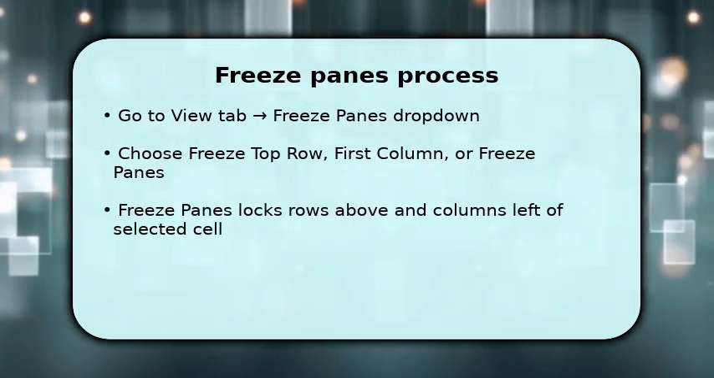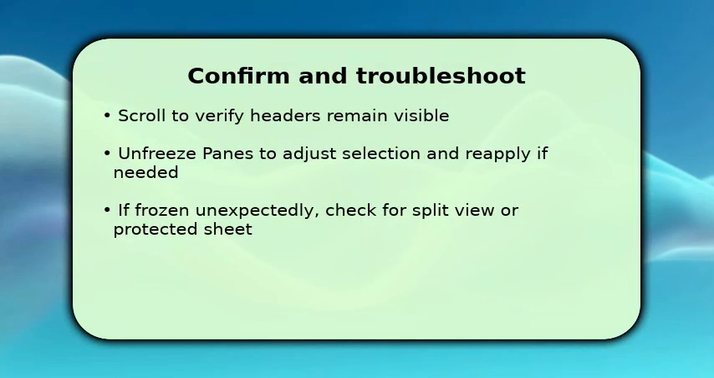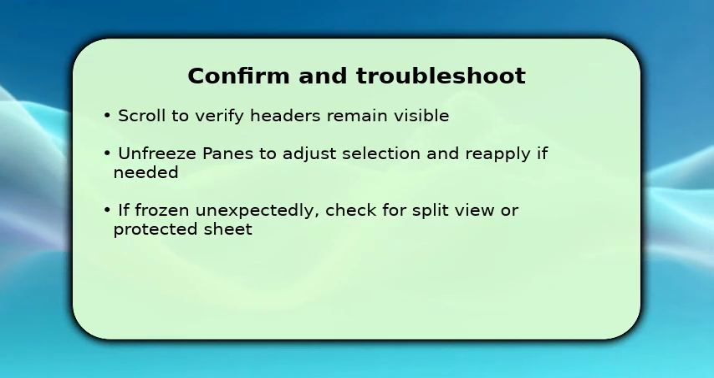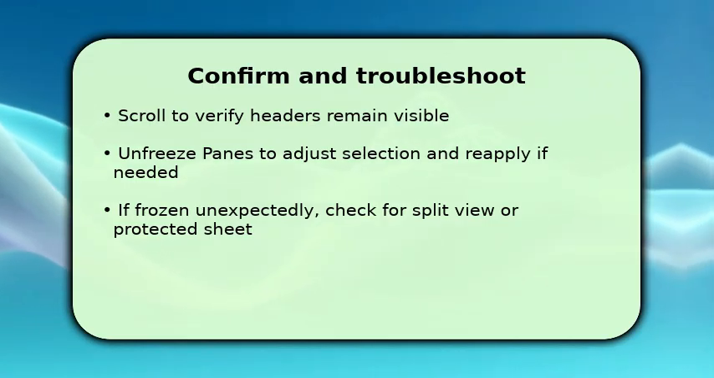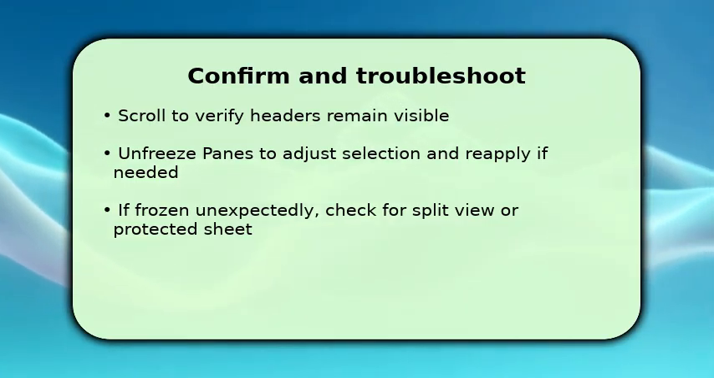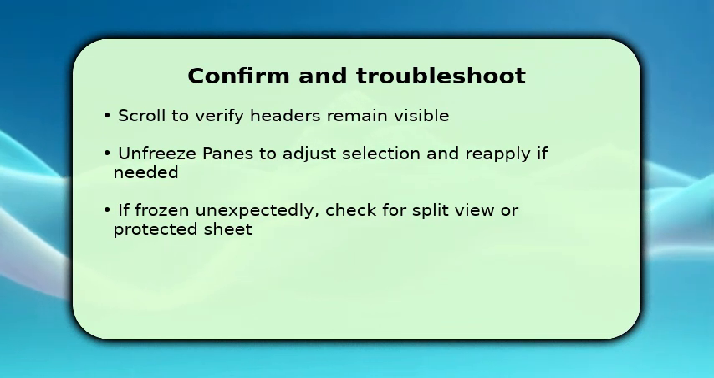Finally, scroll vertically and horizontally to confirm the frozen area stays visible. That verifies success. If the result isn't what you expected, go back to View and choose Unfreeze Panes, adjust your active cell, then reapply Freeze Panes.